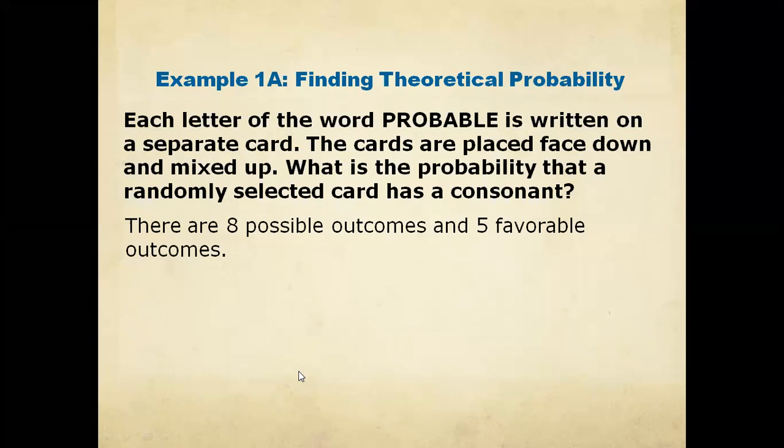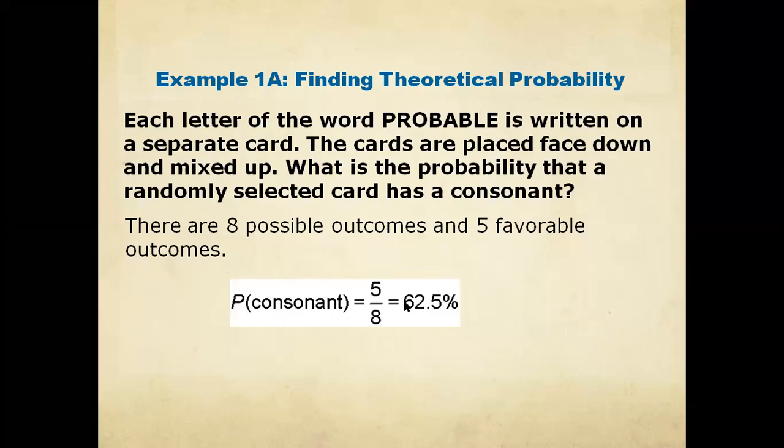Okay, the word probable has 1, 2, 3, 4, 5, 6, 7, 8 letters. And there are three vowels. So consonants, five. Yes, excellent. So what's the probability of getting a consonant letter? 5 out of 8. Yes, excellent, Muhammad. Perfect. So the probability of getting a consonant is 5 out of 8.